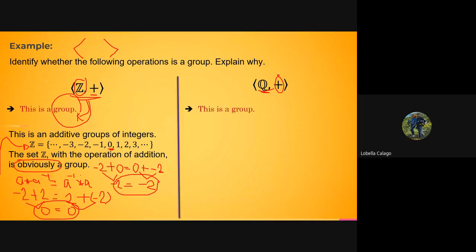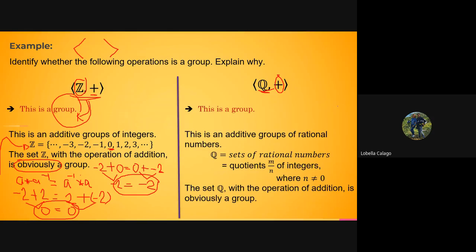Okay, next is the rationals with a binary operation of addition is a group. So, sinabi dito, this is a group. Yan po ang ating answer. This is an additive group of rational numbers. So, m over n, where n is not equal to 0. So, the set Q with an operation of addition is obviously a group. So, for your seatwork lang ha. Kayo na po ang gagawa nito, katulad nung ginawa ko dito sa integers kung bakit siya a group. Pero hindi niyo na po kailangan i-submit.